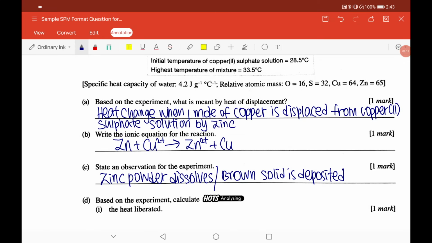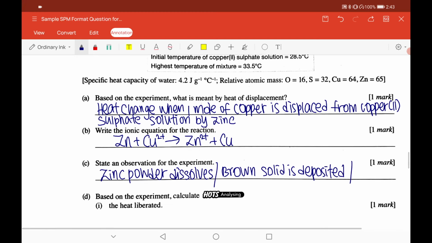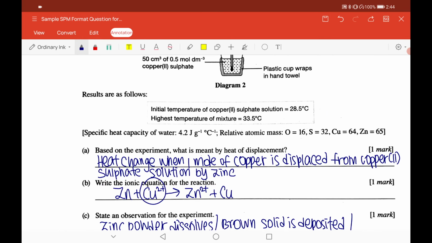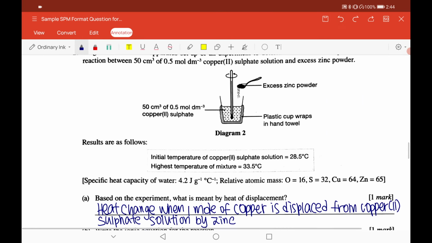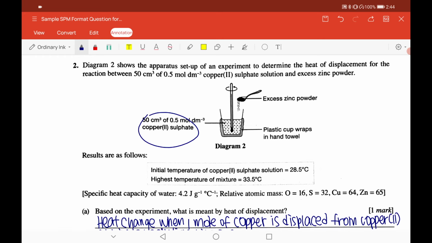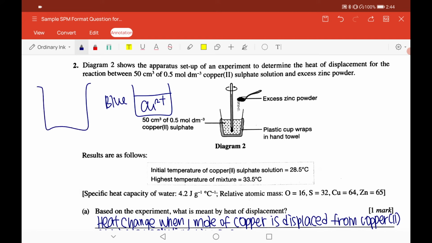Okay, all right, so we have two observations here. You just write one of it. If you don't want to write this, there's another answer you can write also. So you see we have Cu2+ initially. Cu2+ is inside the solution, copper 2 sulfate. When the solution has Cu2+ inside, the color should be blue, right? So initially we have blue color.